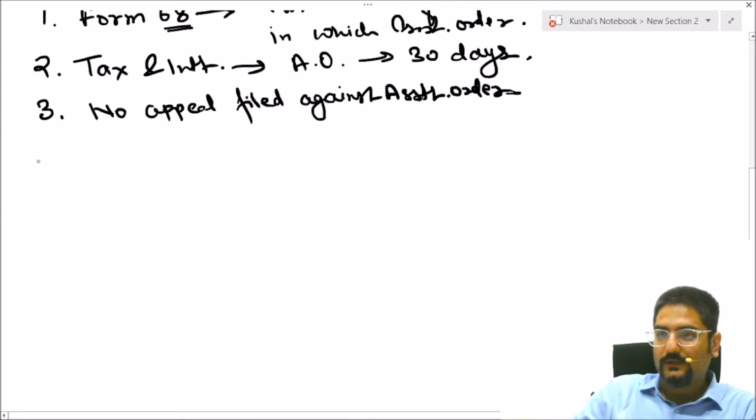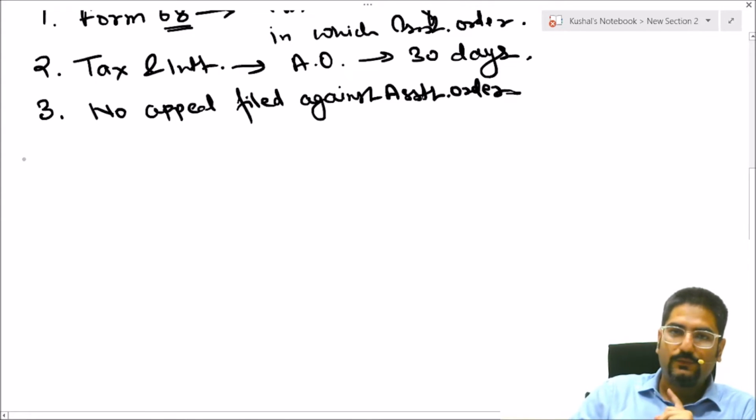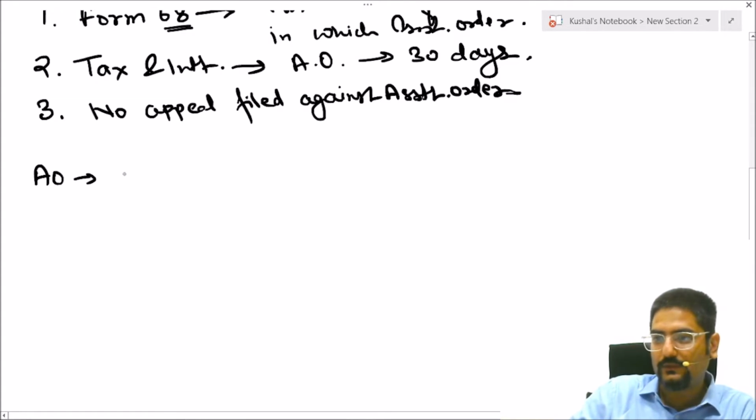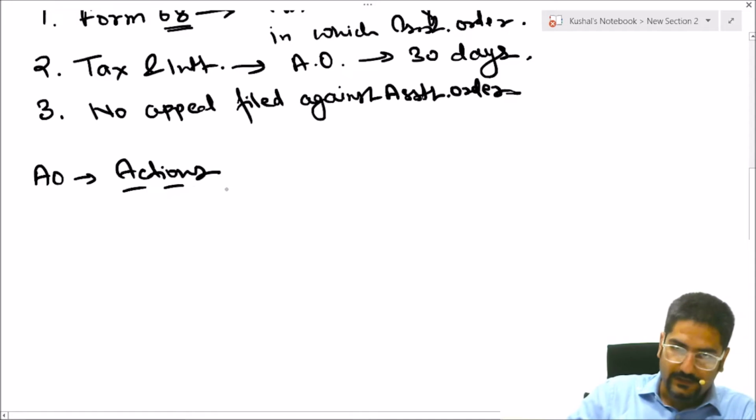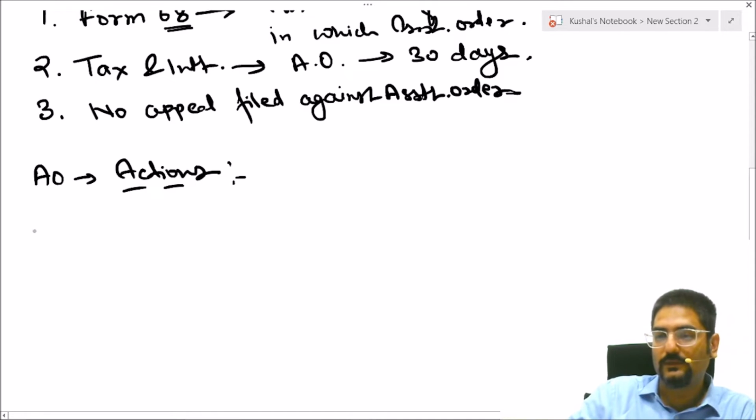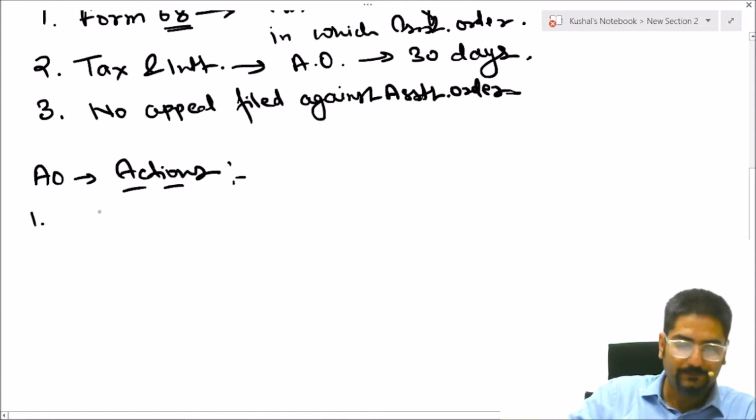Now, if you comply with this condition and you file the form 68 well within the time to the AO, then AO has to take some actions on your application. Either AO can accept it or AO can reject it. So there are some important points. Let me explain that to you as well.